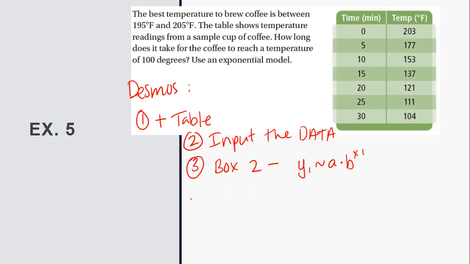Okay, step four is a special step. You only do step four if you have a value that you're trying to find. So step four is where you go to box three and you input Y equals the number, the amount, or whatever you're looking for.